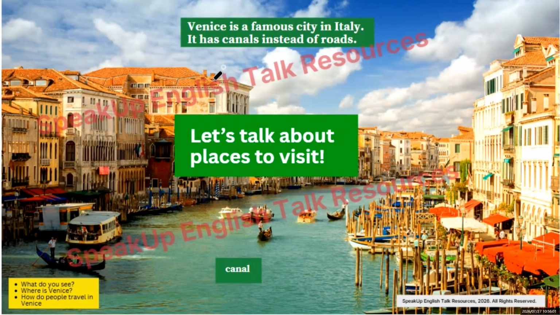For example, Venice, right? It's a famous city in Italy, right? And people travel by boat. It's got many canals instead of roads. Okay, and ask them, like, well, again, how do people travel? Here's the answer, right? Or look at the picture. How do they travel? Right, by boats.